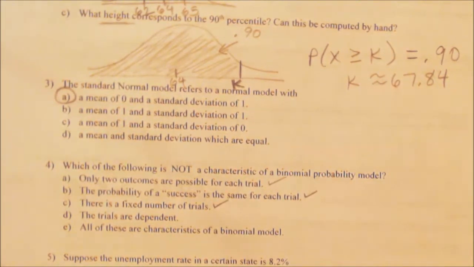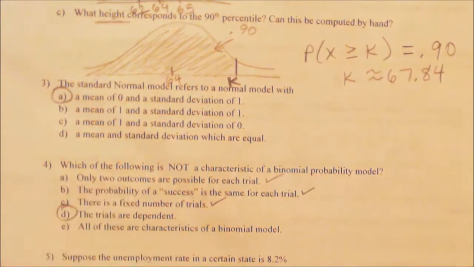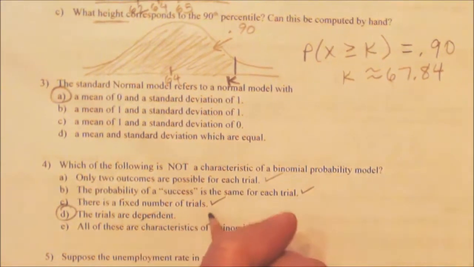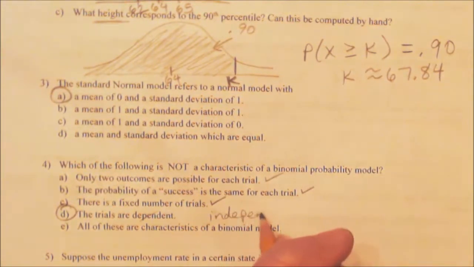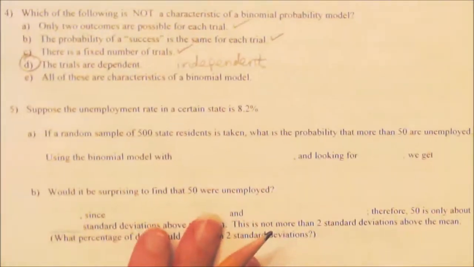Yes, they have to be, that's your n value, right? Whatever the fixed number of trials are. The trials are dependent. No, so that's the one that's not the case. Actually, in fact, the trials would have to be independent. If it had said independent, that would be the fourth characteristic, but it said dependent, so that's the one that's incorrect here. Last question. So this is similar to what we were doing a few minutes ago.